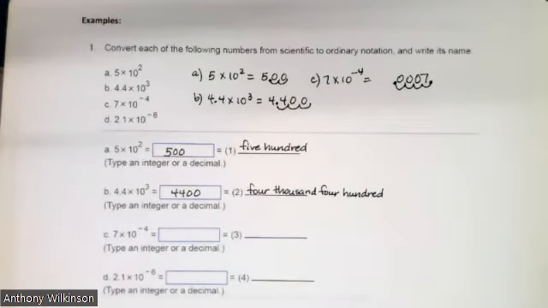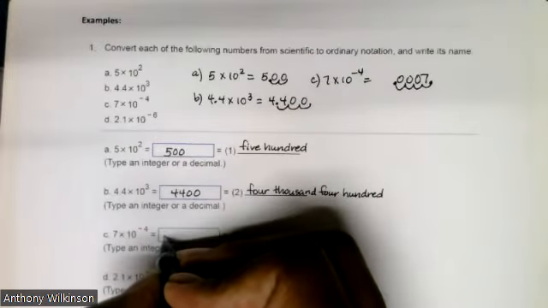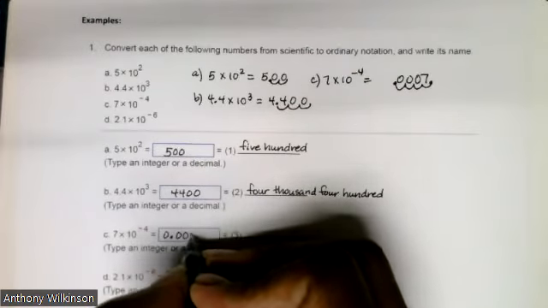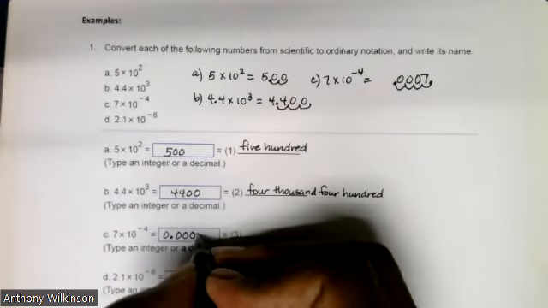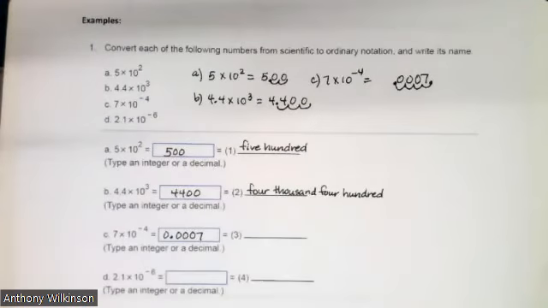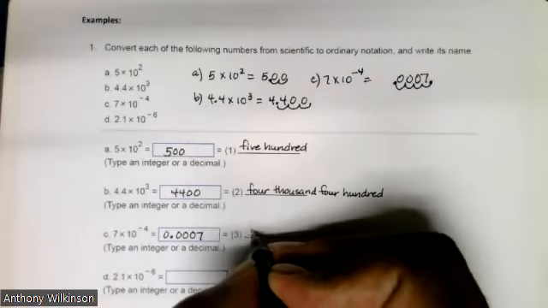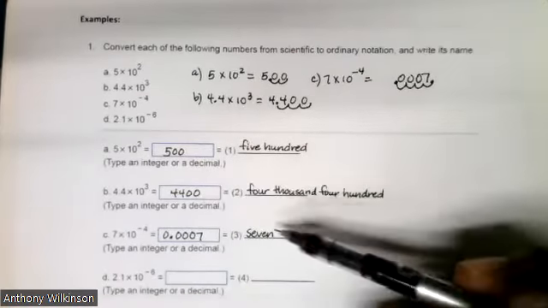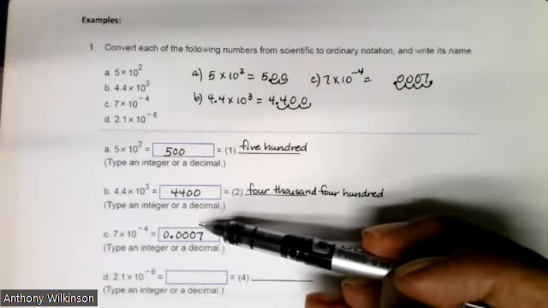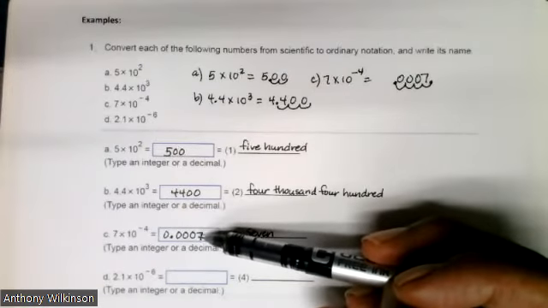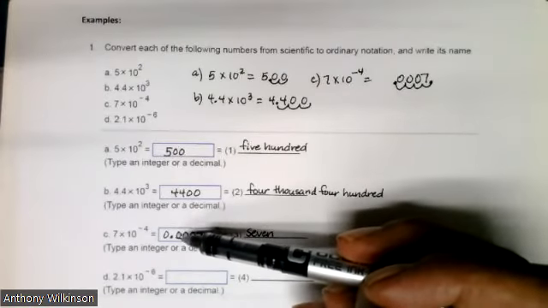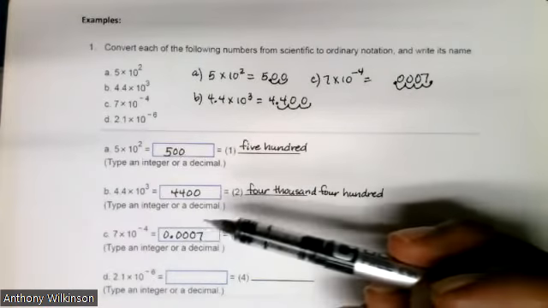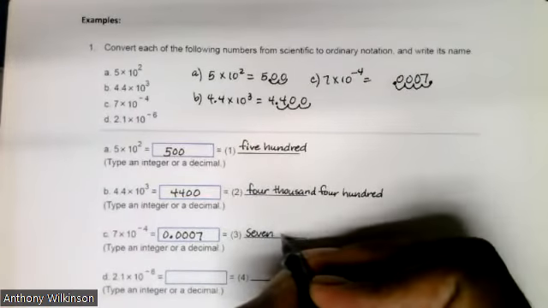So I have 0.0007. So 7 times 10 to the negative 4 would be 0.0007. Now, the way we're going to have to read that is this. Right after the number 7, using words, the name will be the place value position of the last digit. So in this case, this will be tenths, hundredths, thousandths, ten-thousandths.